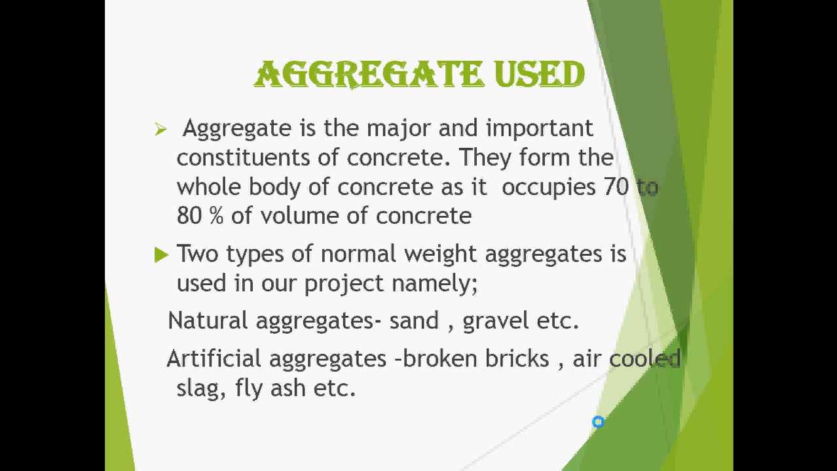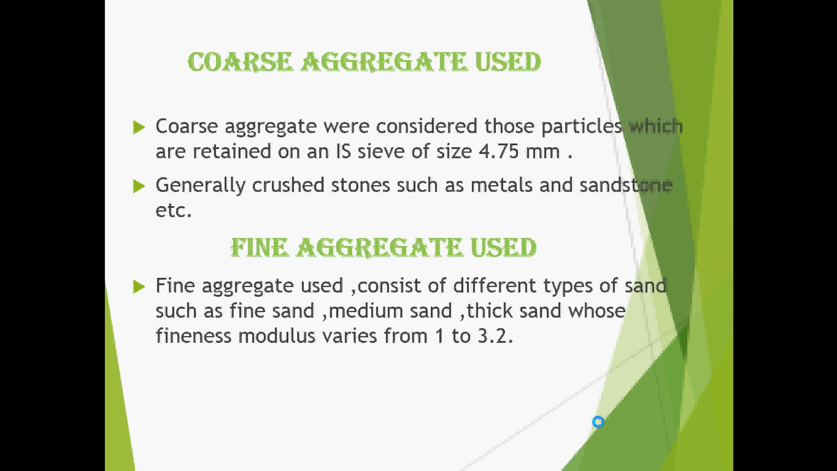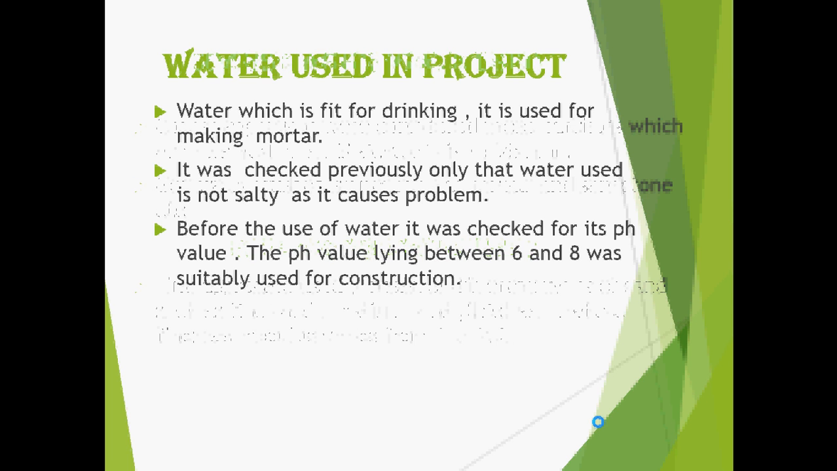These are some aggregates used in any construction, as they occupy 70 to 80% of the volume of the concrete. That is natural aggregate and artificial aggregate. Natural aggregate consists of sand and gravel. Artificial aggregates include broken bricks, air-cooled slag and fly ash, etc. These are classified on two bases: coarse aggregate and fine aggregate.